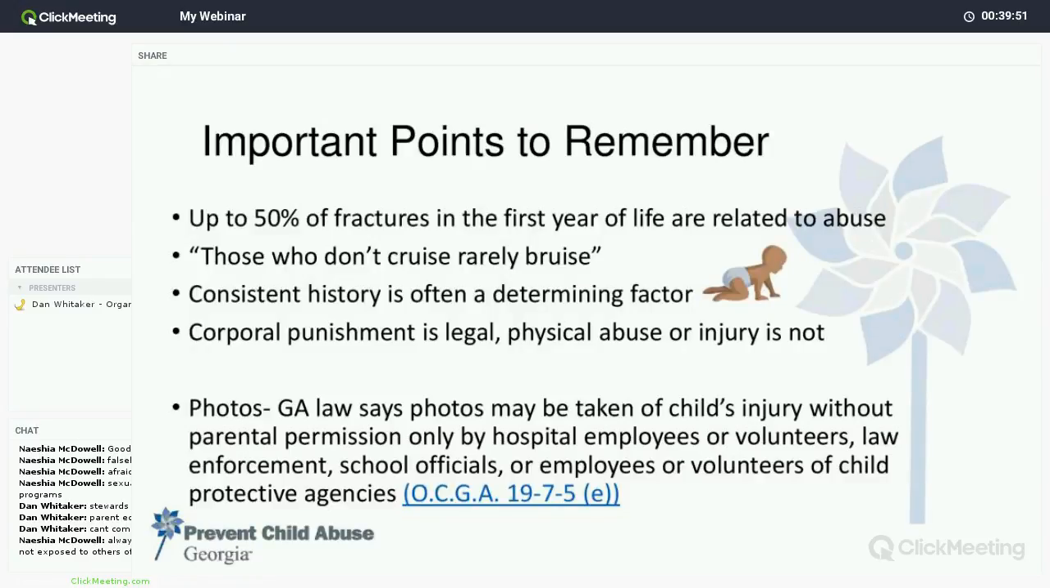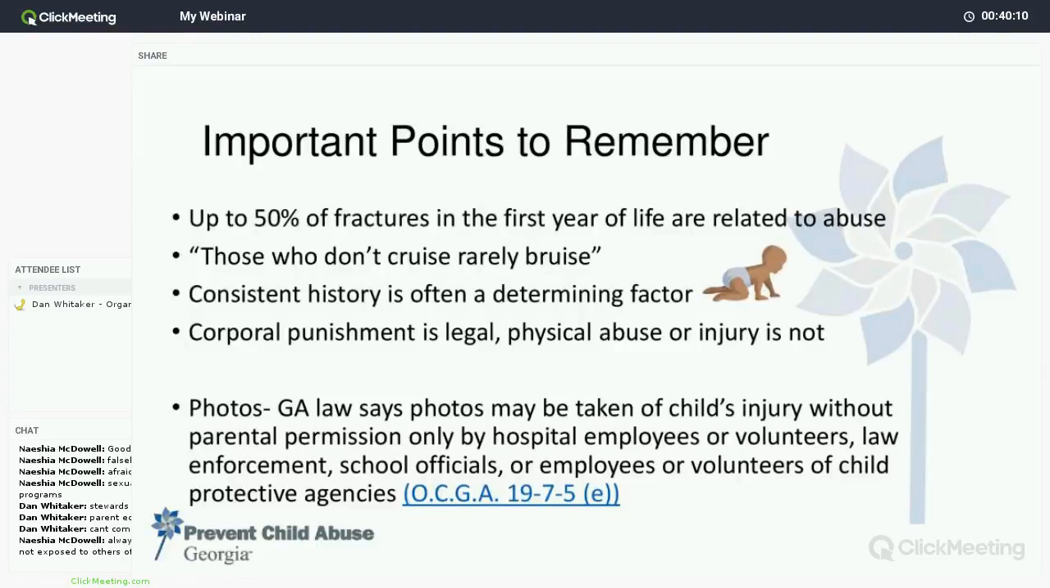It's also important to understand in this section the difference between corporal punishment and physical abuse. Corporal punishment is legal, but physical abuse is not. Physical abuse is when there is a physical injury to the child. So that's kind of where we draw the line.